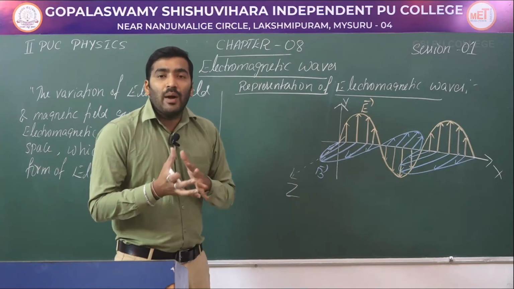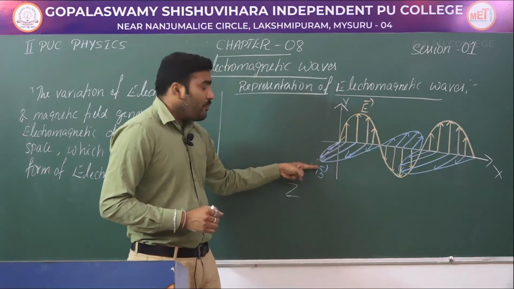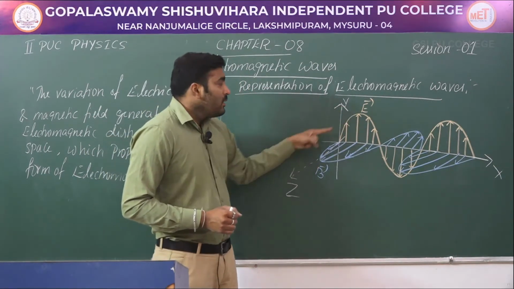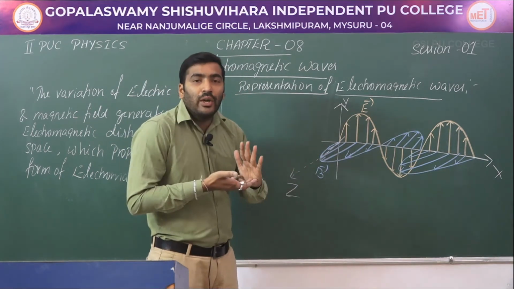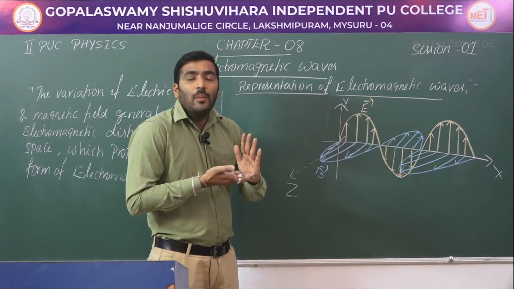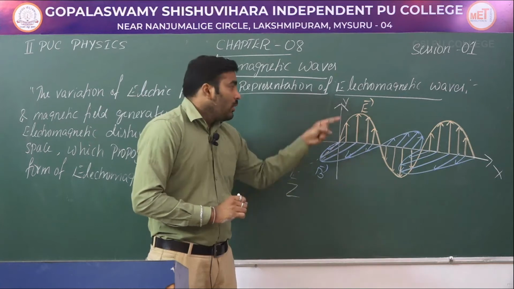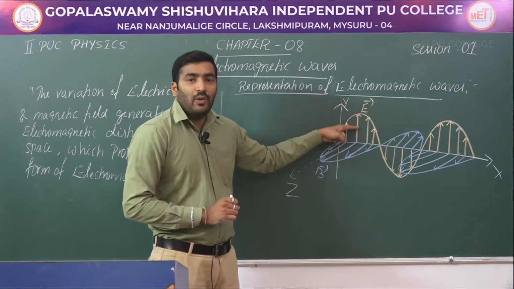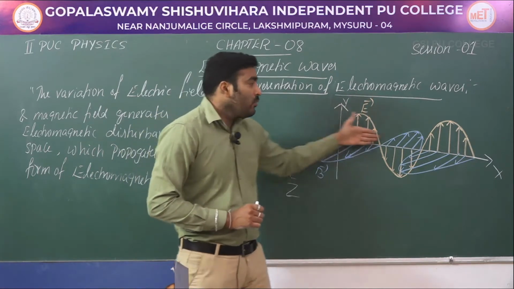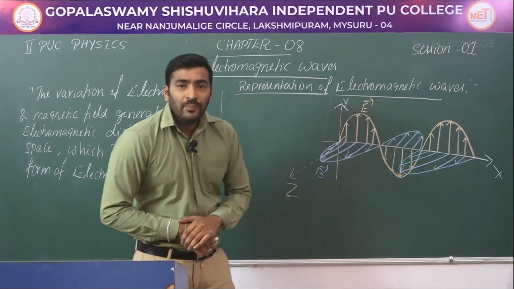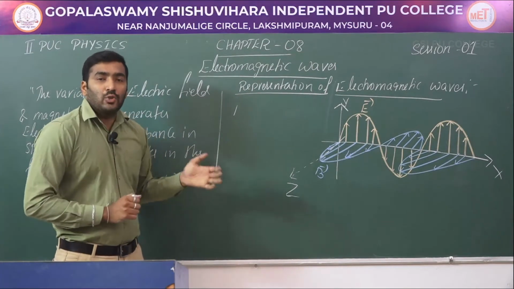What does the plane electromagnetic wave consist of? It consists of electric field vector and magnetic field vector, and these electric field vector and magnetic field vector are coupled together and they propagate perpendicular to each other in phase. And the direction of propagation of this wave is always perpendicular to both electric and magnetic field vector, which is in this direction. Okay?